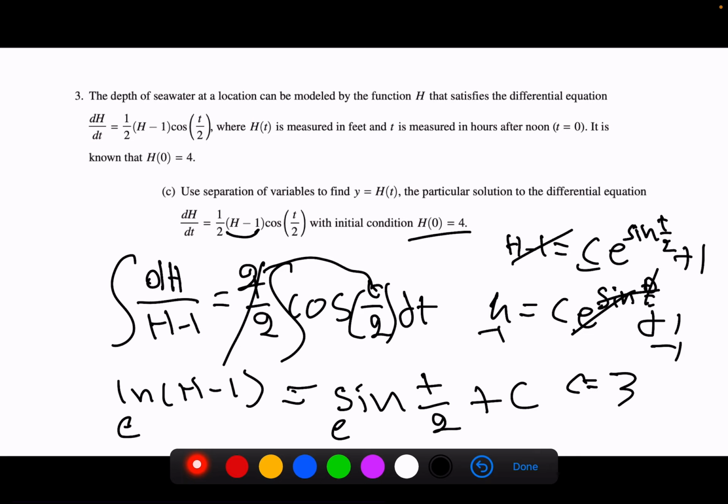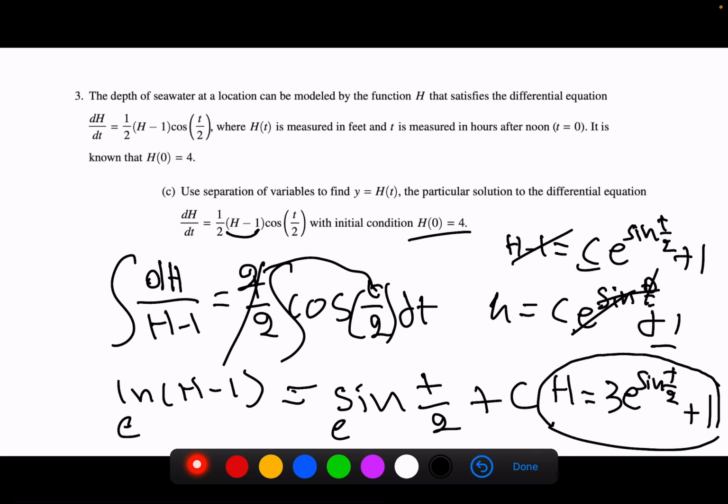Now if I want to write the solution to my differential equation, let me just make some space. We're left with h is equal to 3 e to the sine of t over 2 plus 1. And this, I would say, is the particular solution to this differential equation.